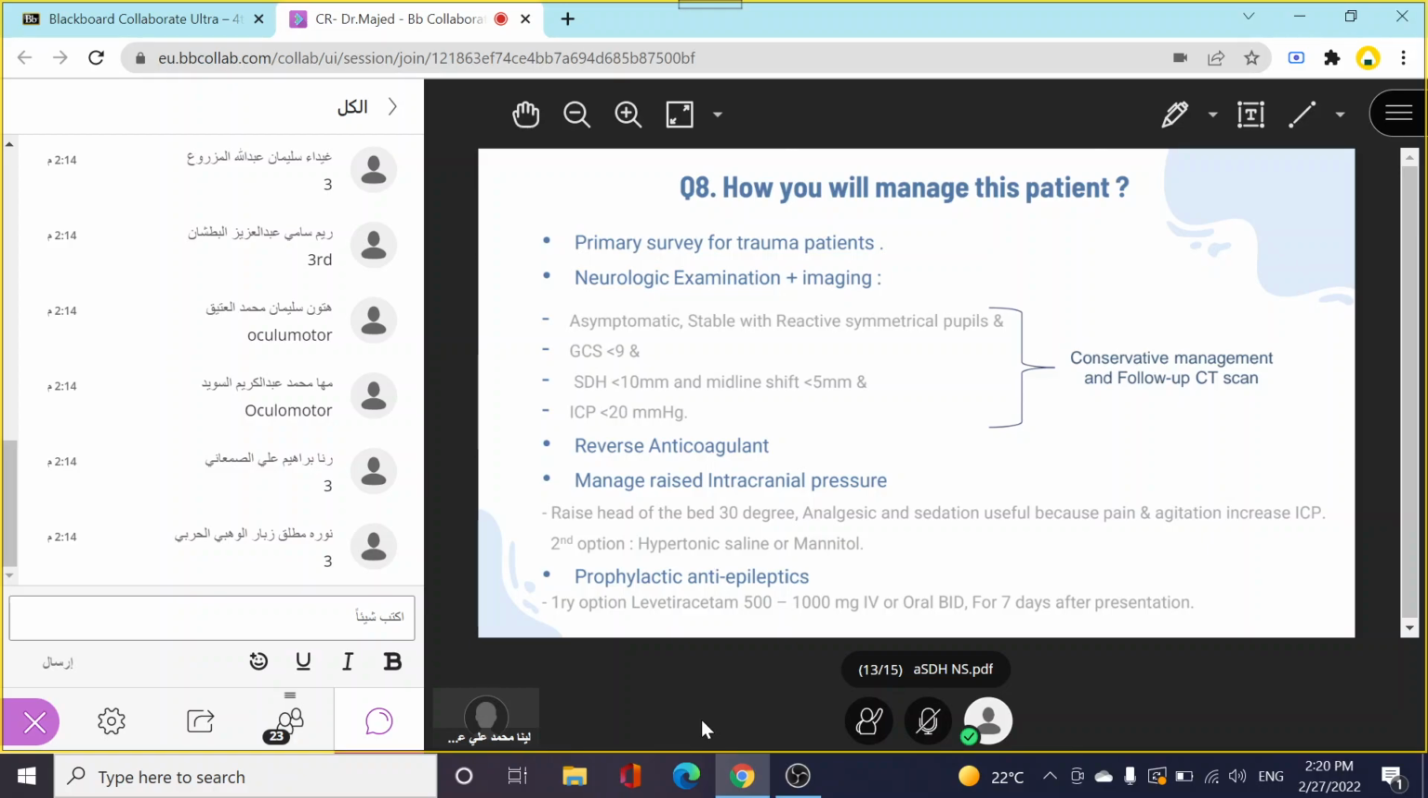Second options of reducing the intracranial pressure is by introducing hypertonic saline or giving an osmotic diuretic such as mannitol. And it is highly recommended to give the patient an anti-epileptic such as phenytoin or levetiracetam. Levetiracetam is preferred more than phenytoin because it has less adverse effects, and we will give it for 7 days after the presentation to avoid post-traumatic seizure.